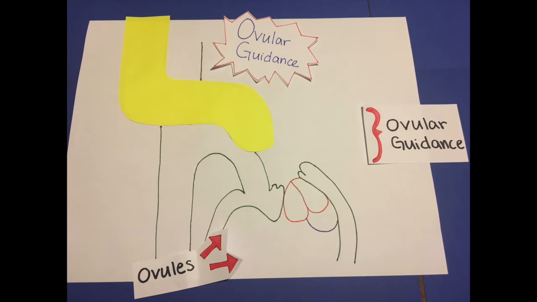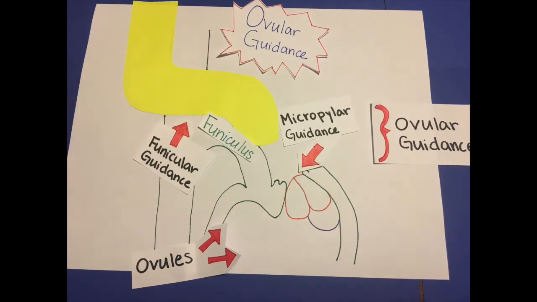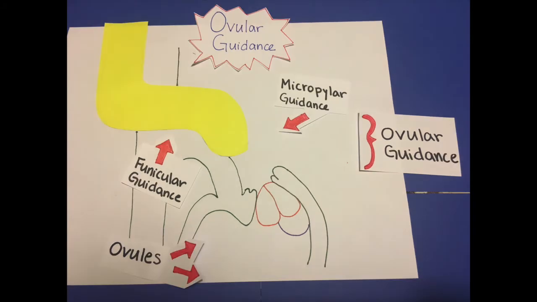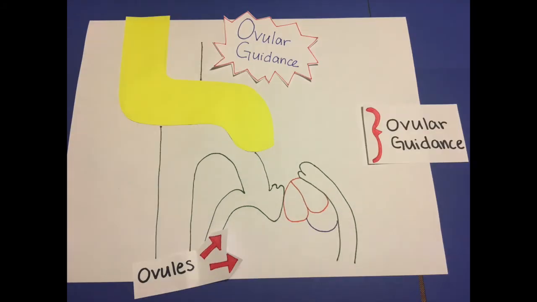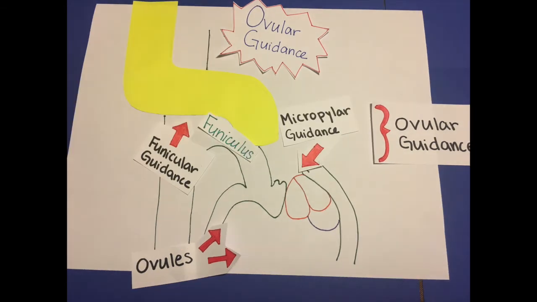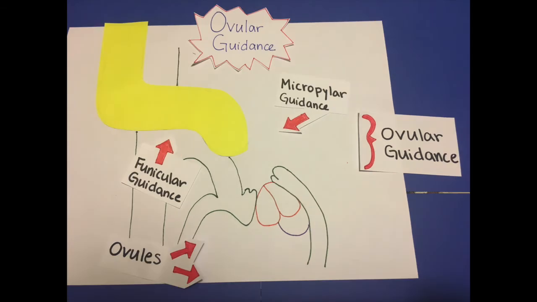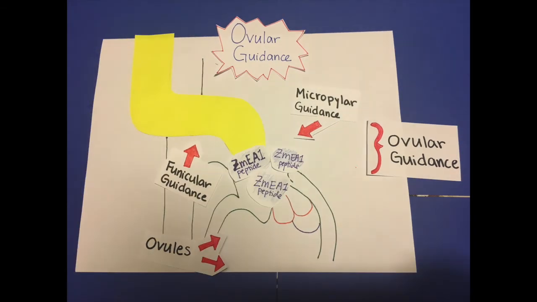Micropillar guidance is a mechanism of pollen tube guidance from the funiculus to the micropyle. The micropyle is a small hole that is formed without closing the edge of the integument in the ovule. The pollen tube penetrates the embryo sac through this hole. Pollen tube attractants are active in the micropillar guidance. Multiple pollen tube attractants have been found in various plant species.